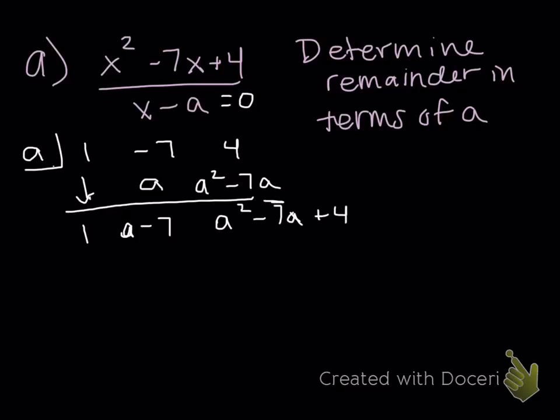And we talked about yesterday that whatever's in your last spot represents your remainder. So if the question is asking for our remainder, we would say that this value represents our remainder. So letter B is just like letter A. So you can go ahead and pause the video to try that one. When you're ready, hit play, and we're going to try letter C.